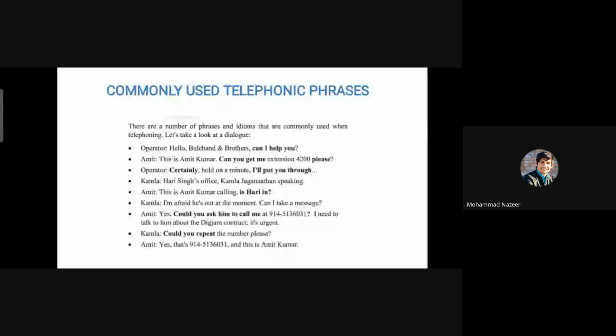And there is Kamla, Hari Singh office, Kamla Jagannath speaking. And then further we take the conversation. This is Amit Kumar calling, is Hari in? So these are different kinds of phrases which we use. And then, I am afraid he is out for a moment. Can I please take a message?